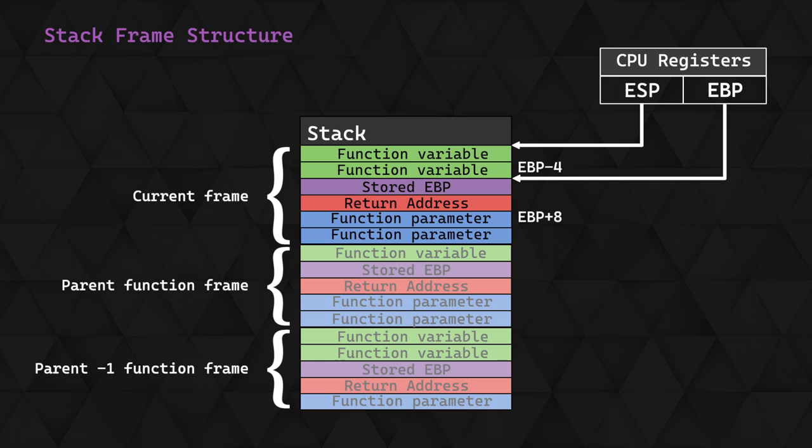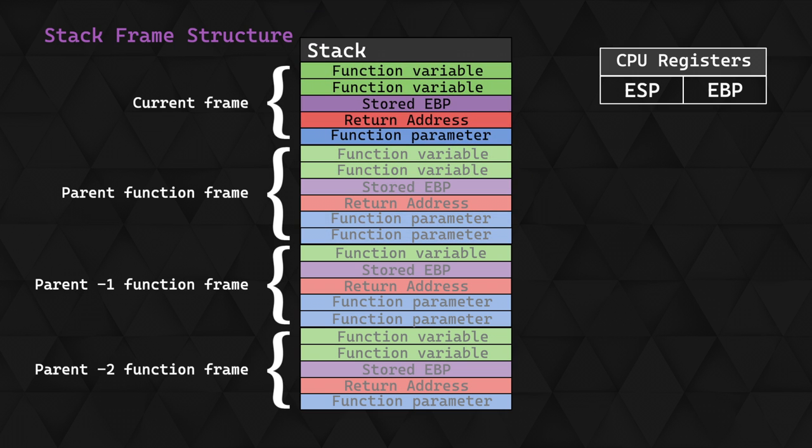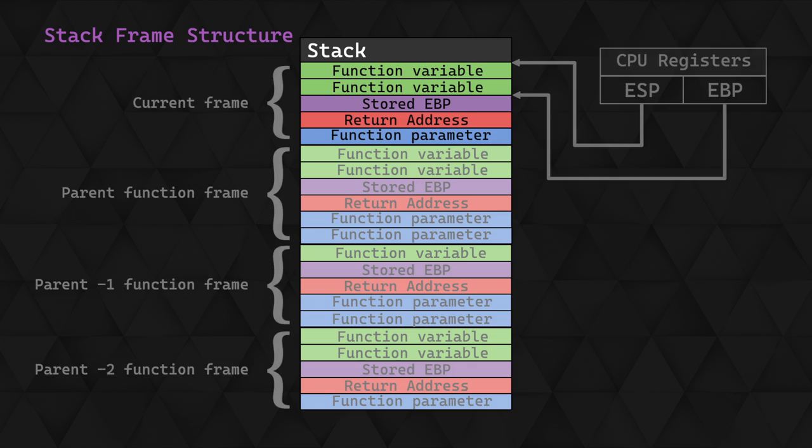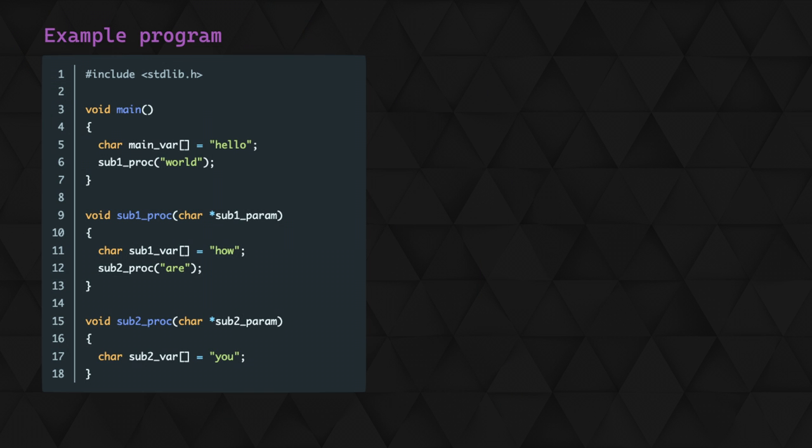If we call a function from within our current function, its frame will be pushed onto the top of the stack with the current EBP included. This means that when the function completes, the EBP can then be restored. The EBP and ESP are updated for the new frame. Let's take a look at an example to get a better understanding of what's going on.